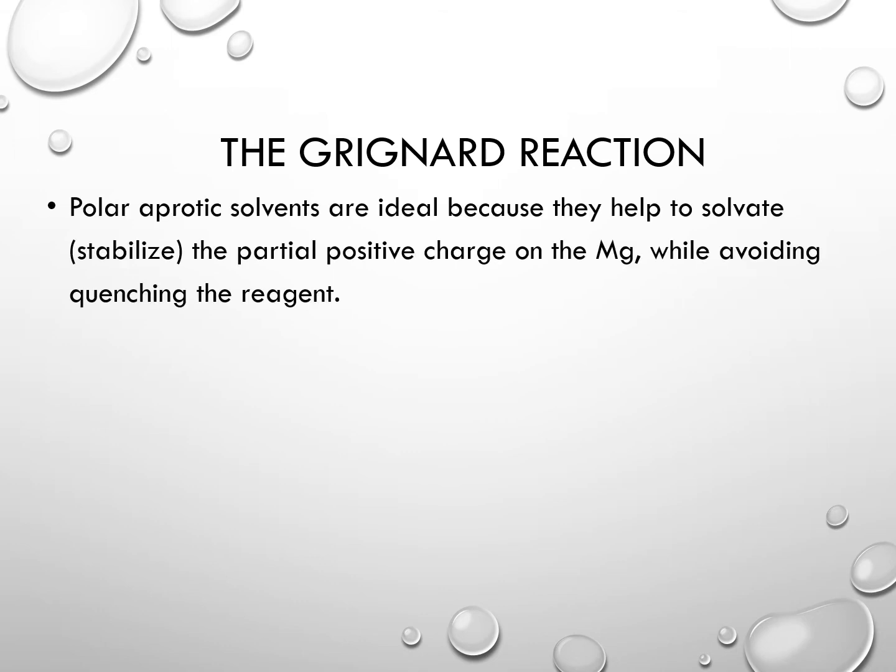So in the Grignard reaction, we normally use polar aprotic solvents because they help stabilize the partial positive charge on the magnesium. And you don't quench the reagent. So if you remember back, anything that has a hydrogen will immediately go to the O- we form and form an alcohol. Whether or not the O- is even formed yet, anything that is even remotely negative, it's going to go and try to deprotonate.